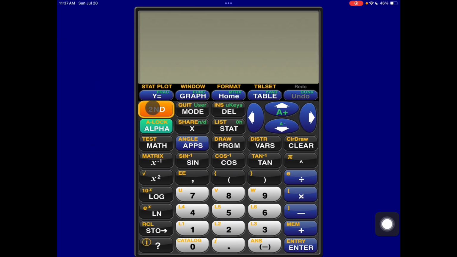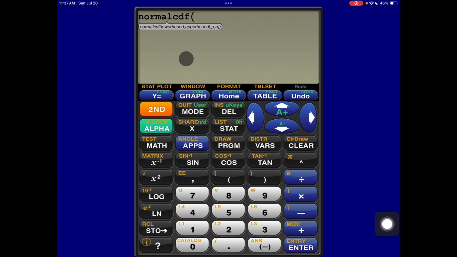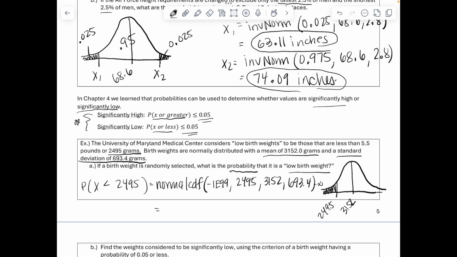On the graphing calculator, we're going to go to second vars, go to normal CDF. We're going to type in negative 1 E99, which is our lower limit, comma, our upper, which is going to be 2,495. Comma, the mean, which is 3,152, comma, our standard deviation, which is 693.4. Close your parenthesis and select enter. From the calculator, we get 0.1717.